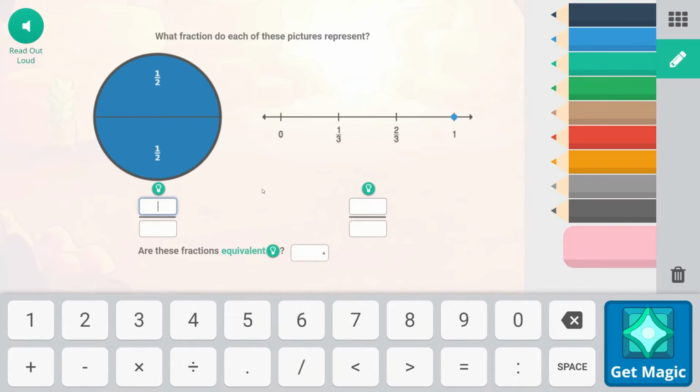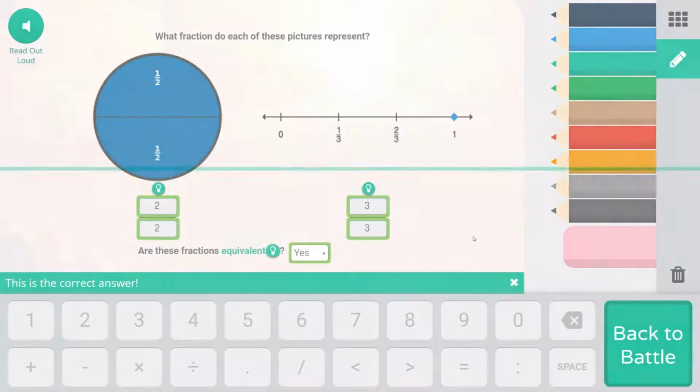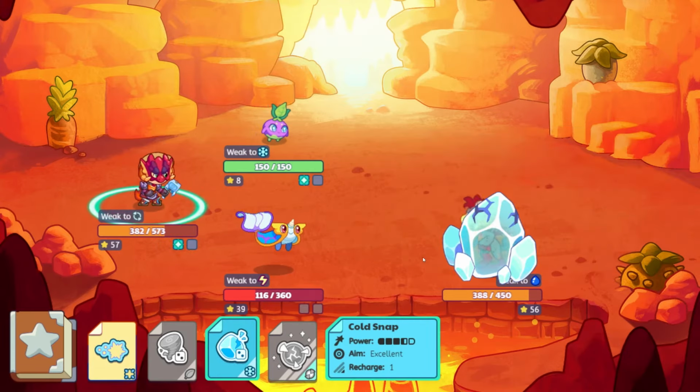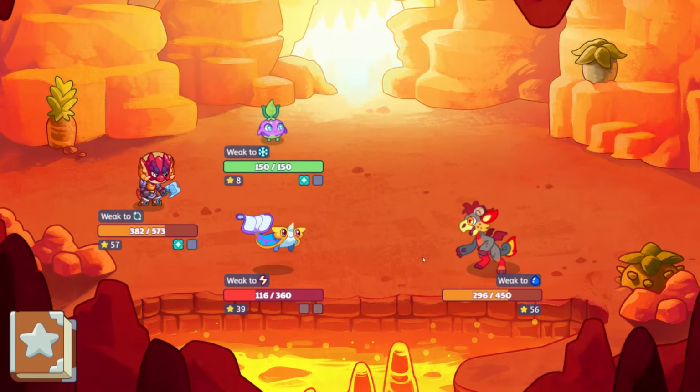And then, what fraction do each of these shapes represent? It equals 1. This is 1 or 2 over 2. 2 over 2. This would be 3 over 3, because the line is broken up into thirds. Are the fractions equivalent? Yes, they are. Ooh. Alright, so Cold Snap, it's not going to do a lot of damage, but did some. I probably should have gone to Starbit.